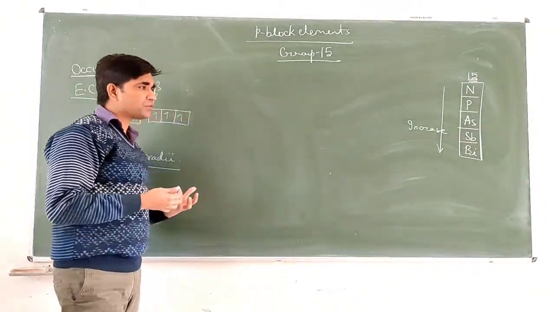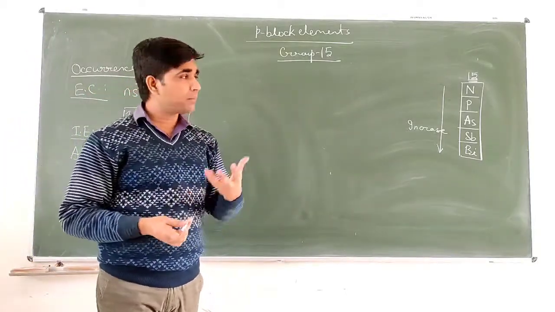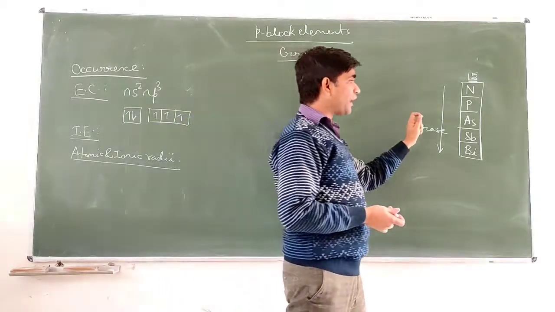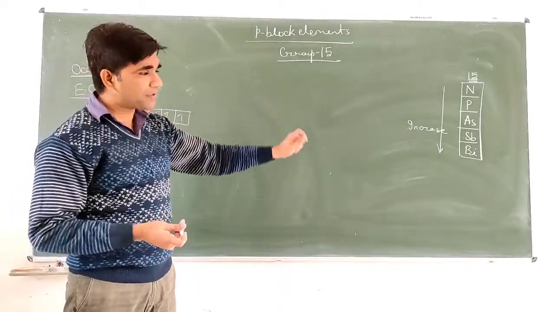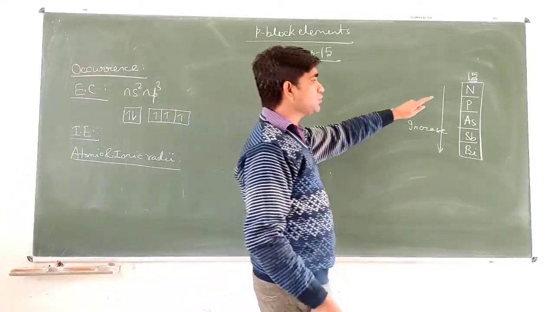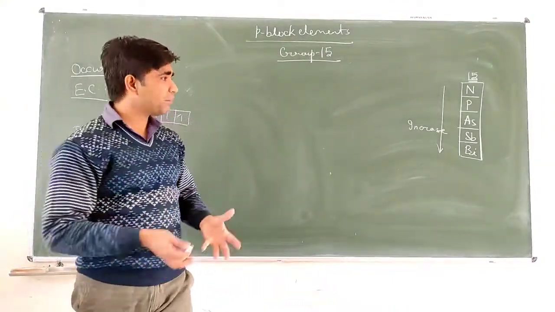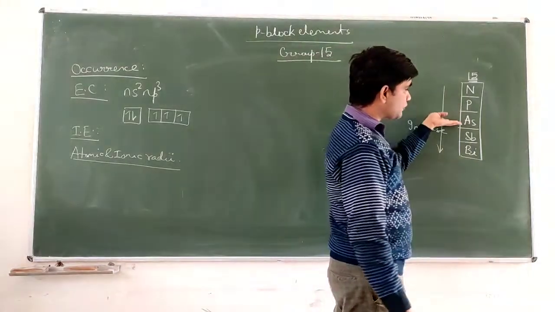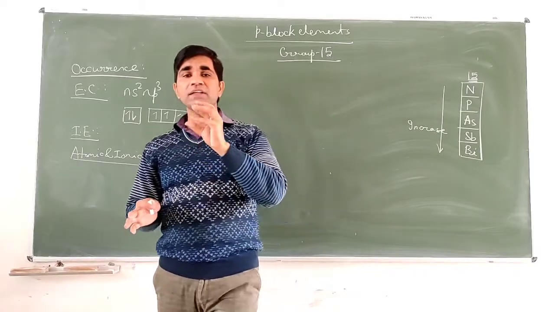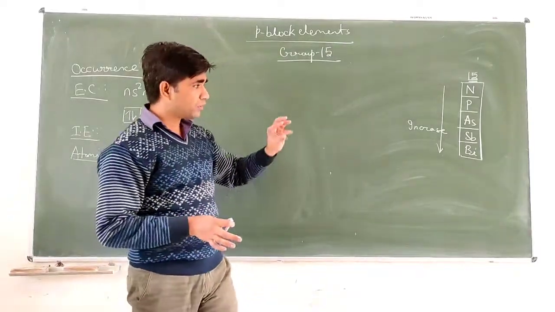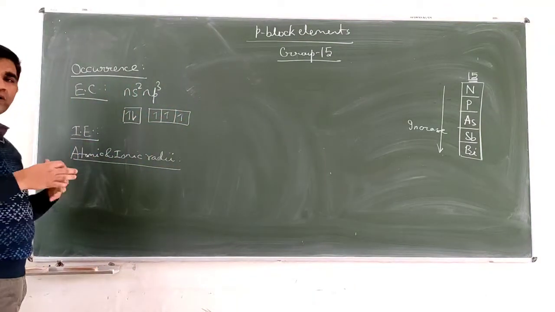The factor responsible for this is that size increases because the number of shells increases, but there is one more factor, poor shielding of d and f electrons, which takes place in heavier elements. So from nitrogen to phosphorus, a large increase in size occurs, but from phosphorus to arsenic to antimony to bismuth, although size increases, you will observe only a small change. Ionization enthalpy means energy required to remove the electron.